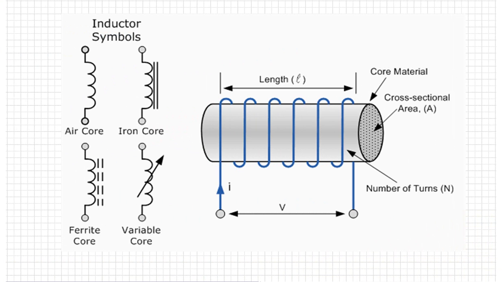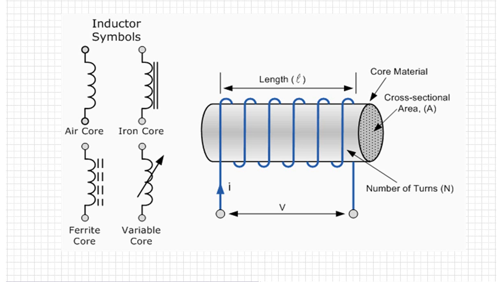On the left hand side of the screen we've got the symbols for an inductor. An inductor is basically a conductor coiled into a coil, and often a magnetic core is inserted into the inductor to increase its inductance.